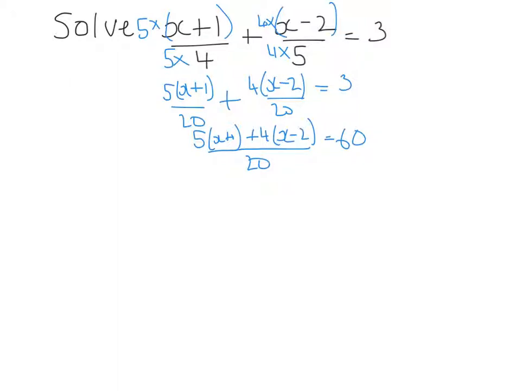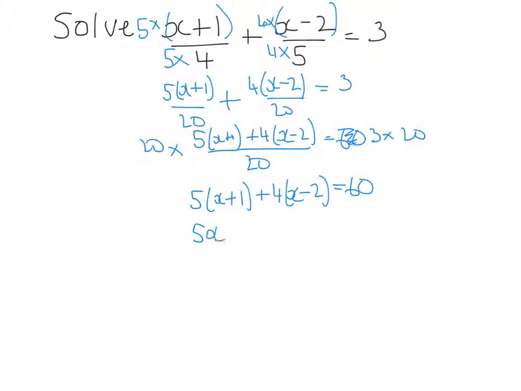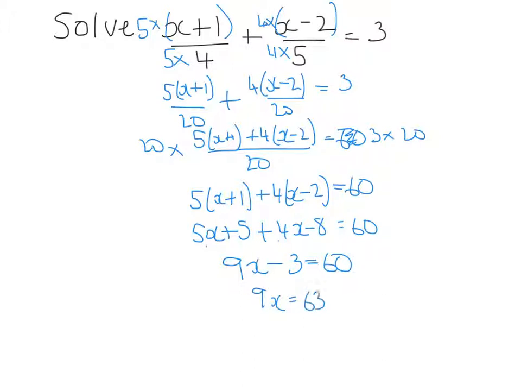Now if I multiply by 20 for each of these, I'll get 5(x + 1) + 4(x - 2) = 60. I'll expand these brackets here, so that'll be 5x + 5 + 4x - 8. Now let's see, 5x + 4x is 9x - 3. Okay, so 9x is equal to 63, so x is equal to 7.